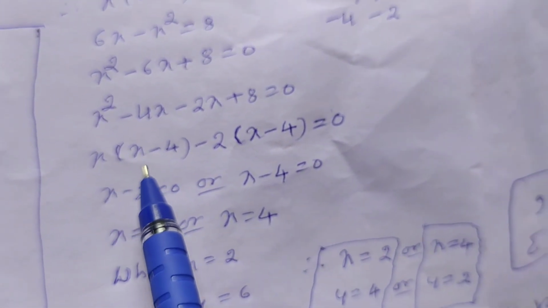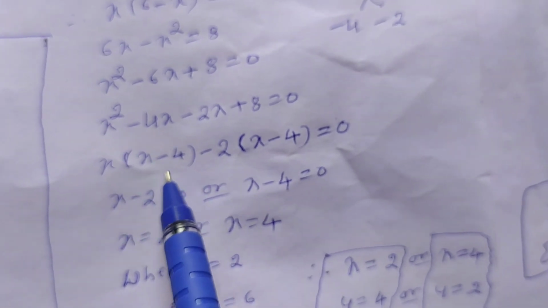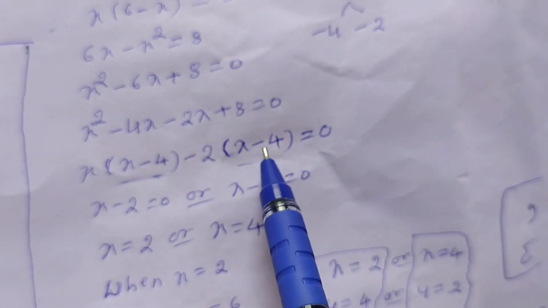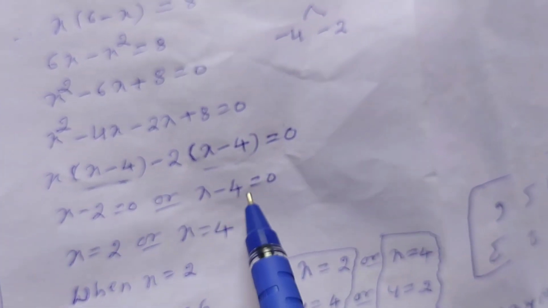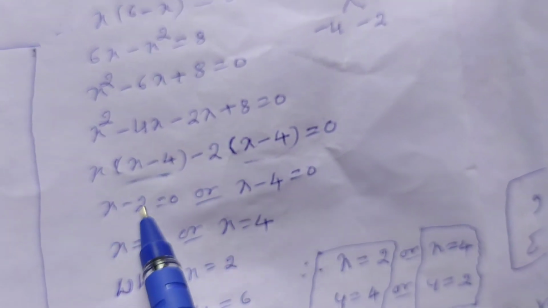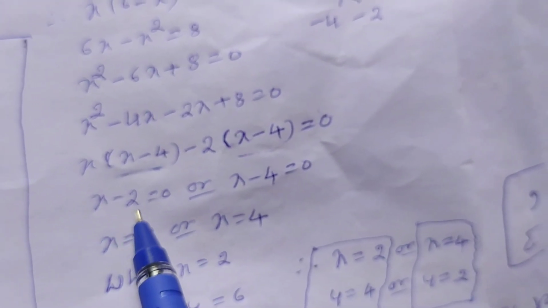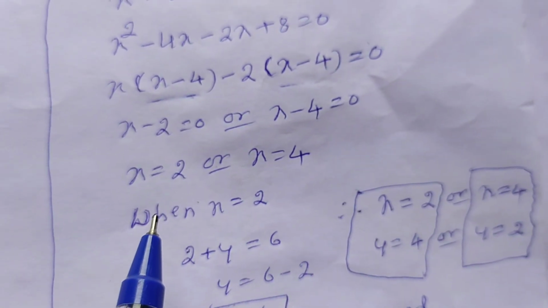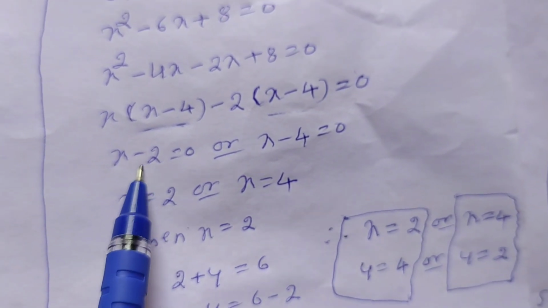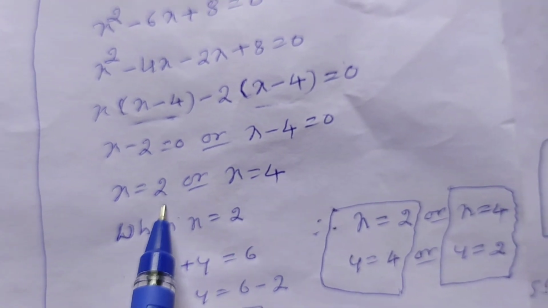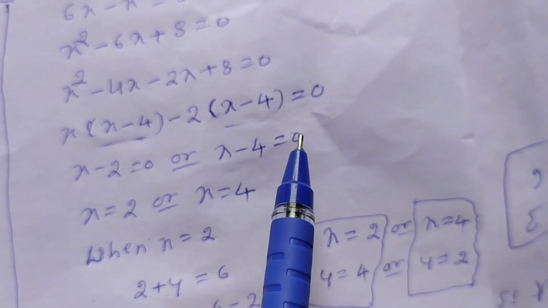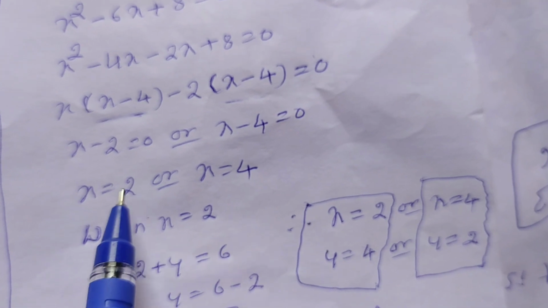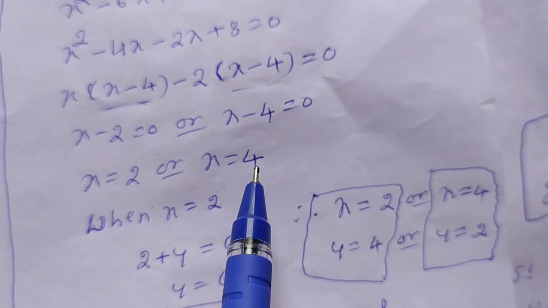And we choose among these two as one, that is x minus 4 and x minus 2. X minus 2 equals 0 or x minus 4 equals 0. Similarly, transfer the minus 2 to the right side, x equals 2. Transfer minus 4 to the right side, x equals 4. We get x equals 2 or x equals 4.